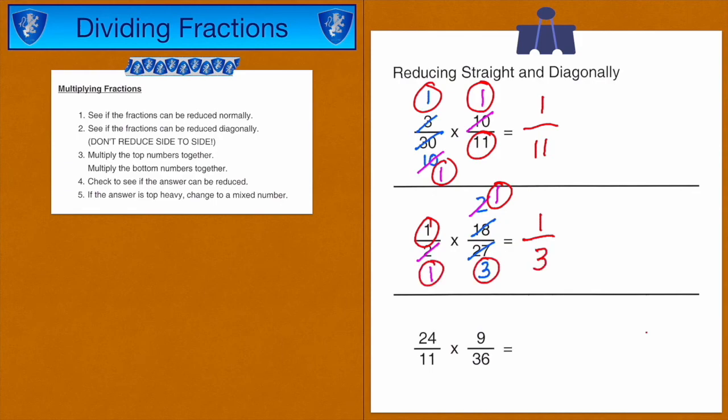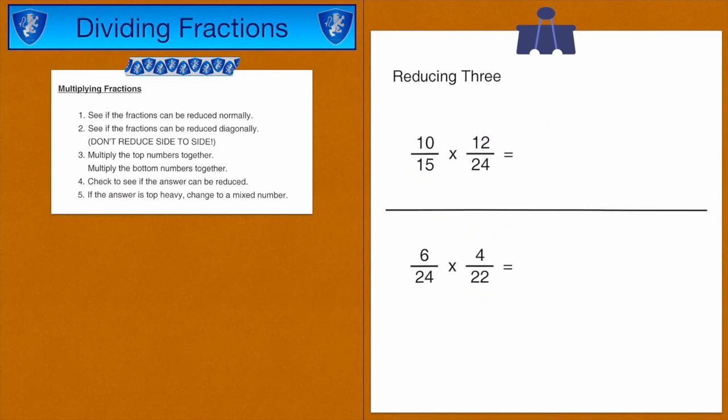And then the one at the bottom, we can't do this fraction, but these two are both in the 9s. That's 1 times 9, that's 4 times 9. And then if you look diagonally, we can divide by 4. That's 6 times 4, that's 1 times 4. And we've got 6 times 1 is 6, 11 times 1 is 11.